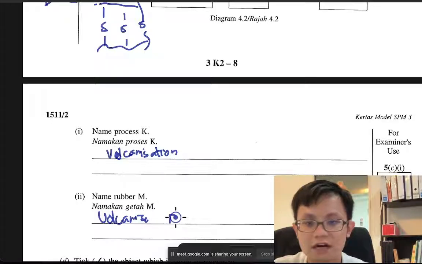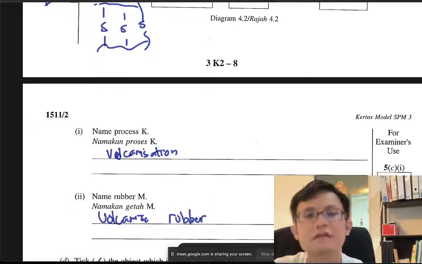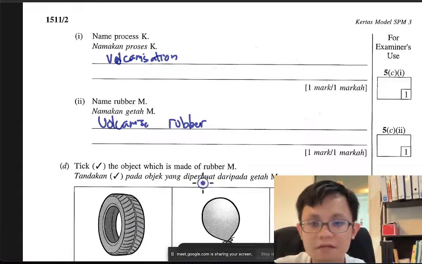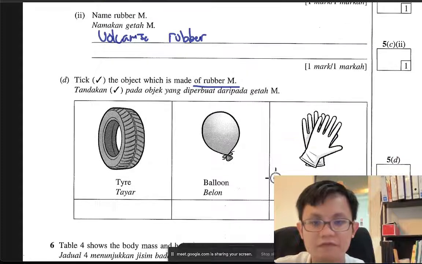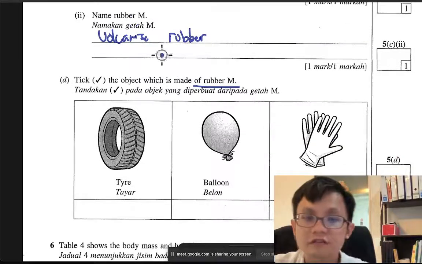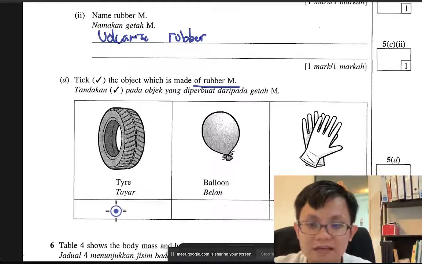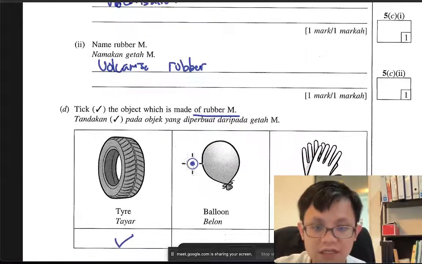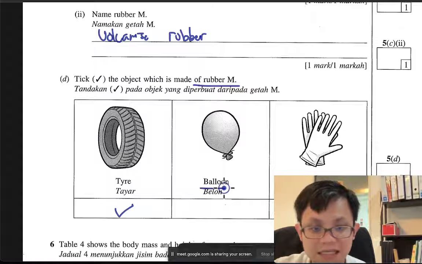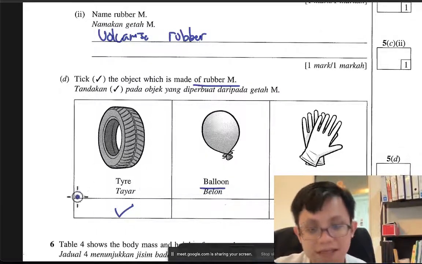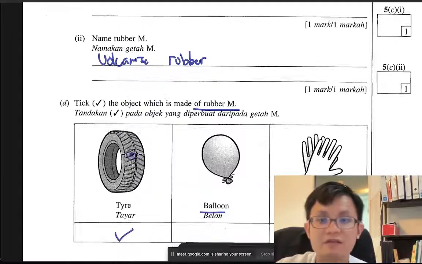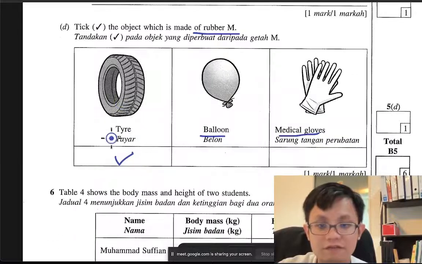Of course, this is called vulcanized rubber. Take the object that is made from M. Which one is made from M? Tire. Because if you put sulfur, it will harden and be stronger. A balloon is more elastic, and a medical glove is also very elastic. But the tire is not elastic, because we already vulcanized the rubber by adding sulfur into it.